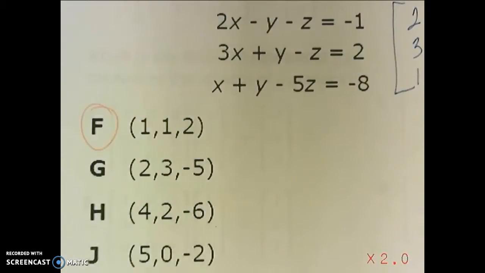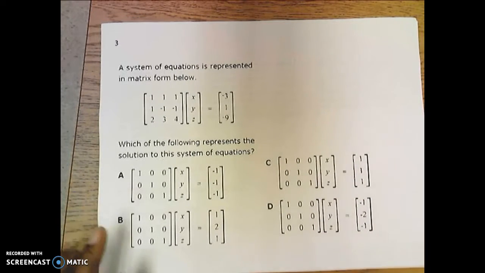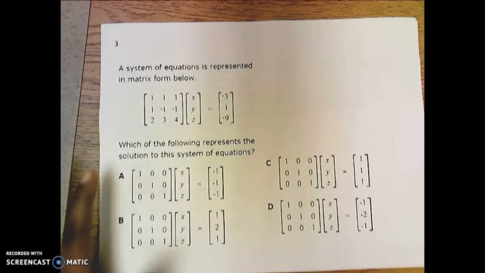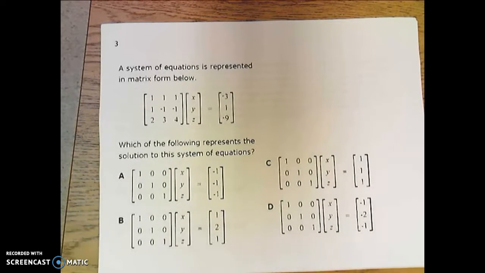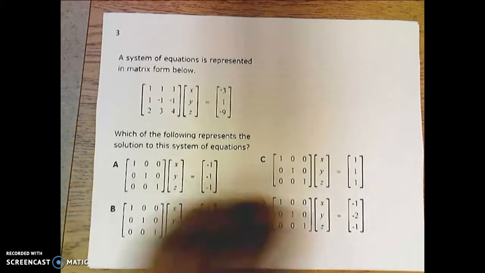All right. Okay, here's question number 3. A system of equations is represented in a matrix form below. Which of the following represents a solution to the system of equations? This is the same exact thing as our augmented matrix. You can put it all together because you have to find out what's X, Y, and Z. So take a second, write it down, see if you came up with the right matrix.